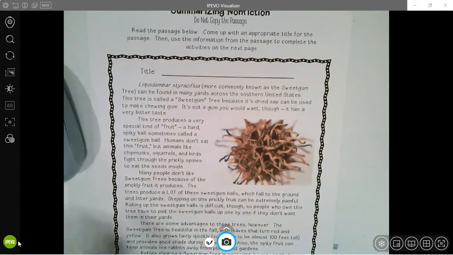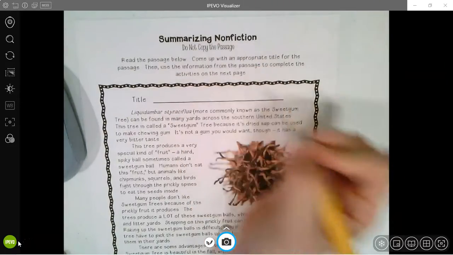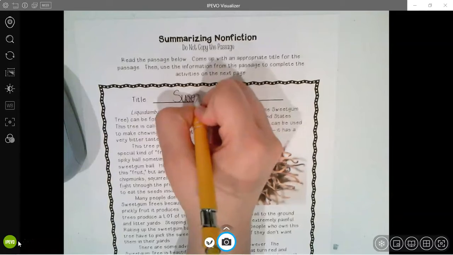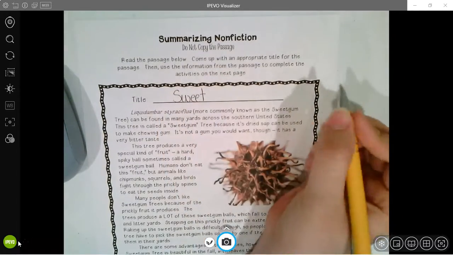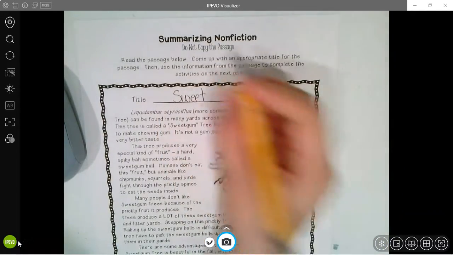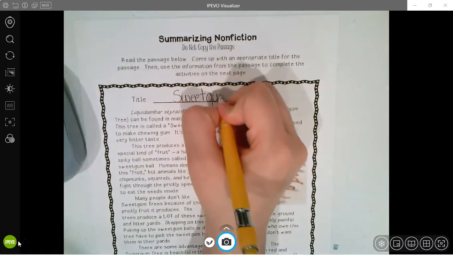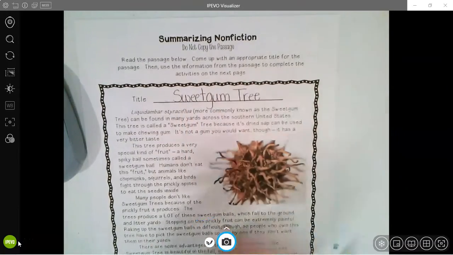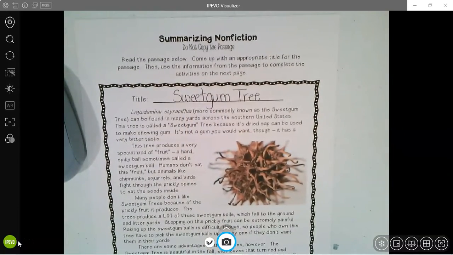Okay, so let's think of a title. I think we can name this Sweet Gum Tree. I would just name it Sweet Gum. And let's just put Sweet Gum Tree, because that's pretty much what it's talking about, the sweet gum tree.